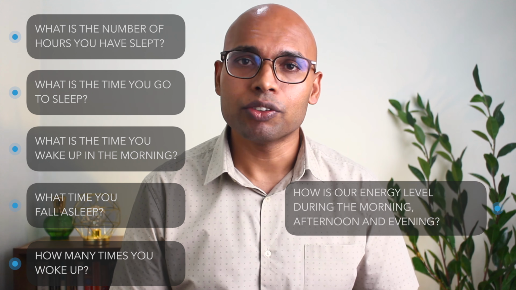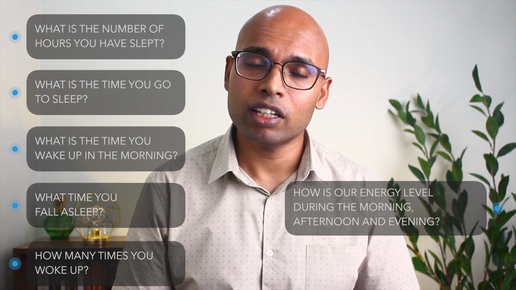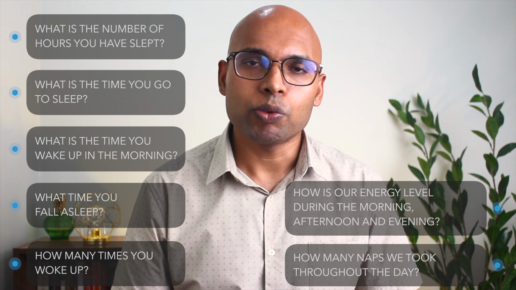So this PDF tracker consists of a few metrics: the total number of hours we have slept, what time we go to sleep, what time we wake up in the morning, and what time we actually fall asleep, how many times we woke up during the night, how our energy level is during the morning, afternoon, and also evening, and of course how many naps we took throughout the day.